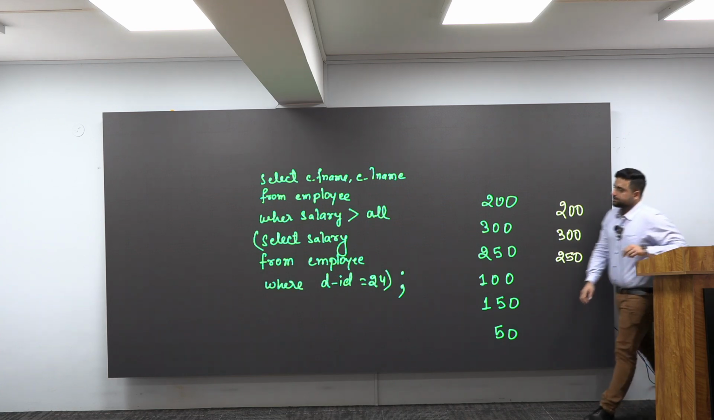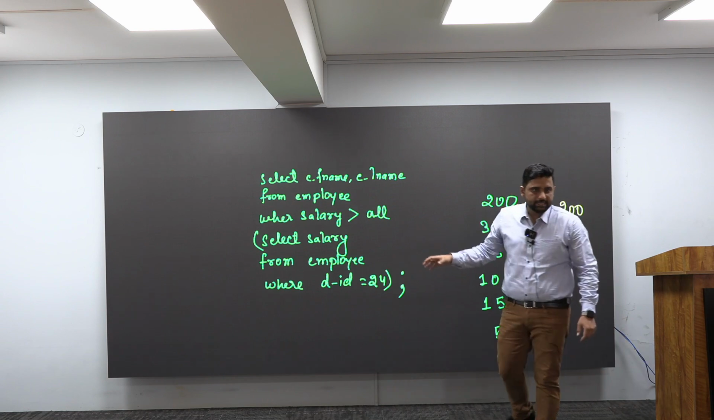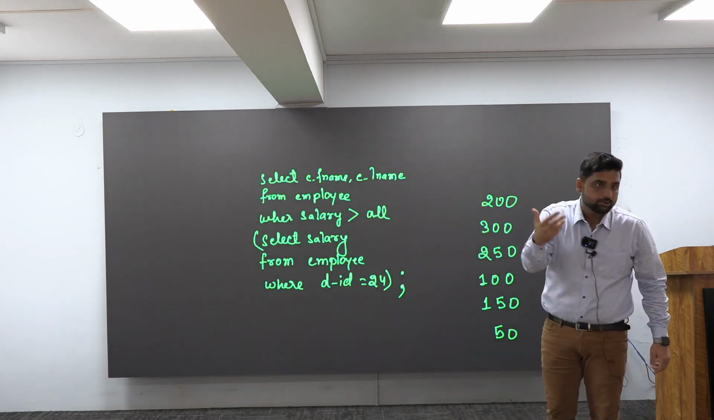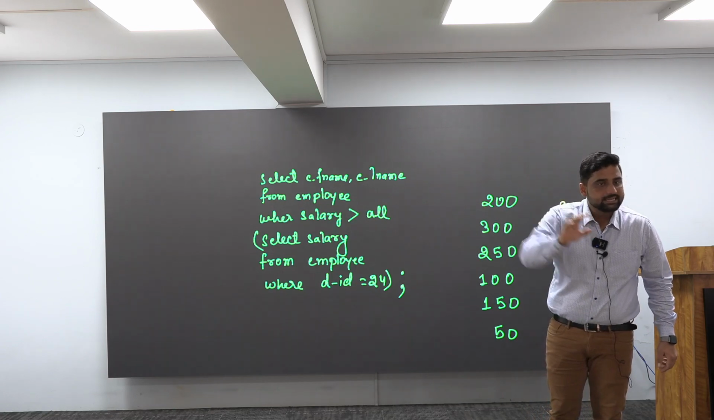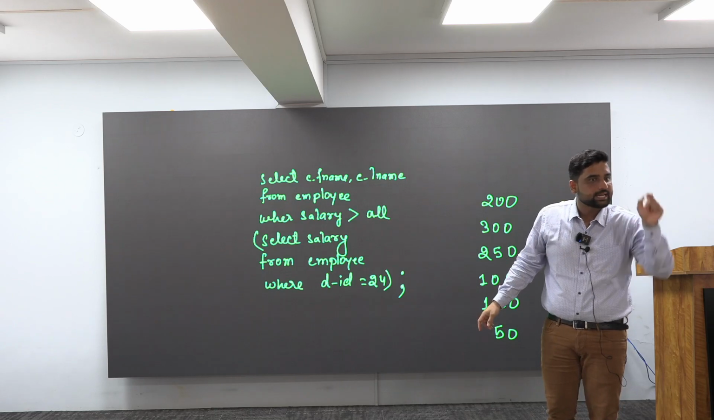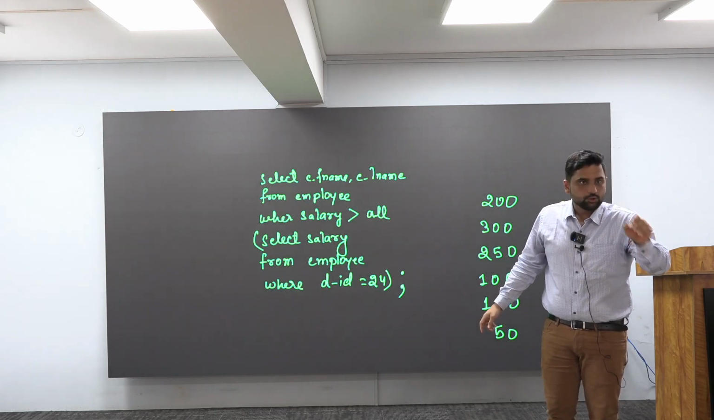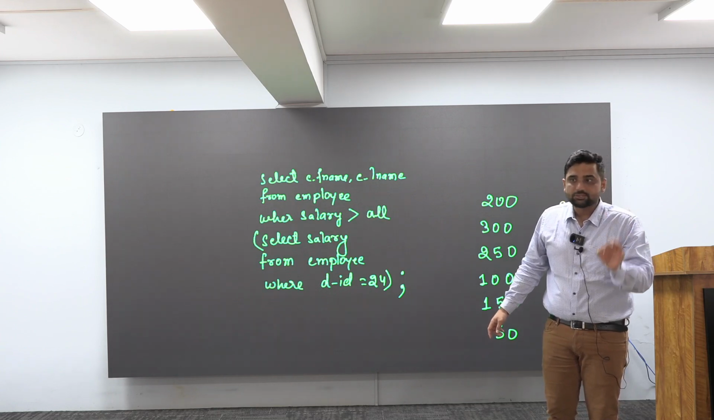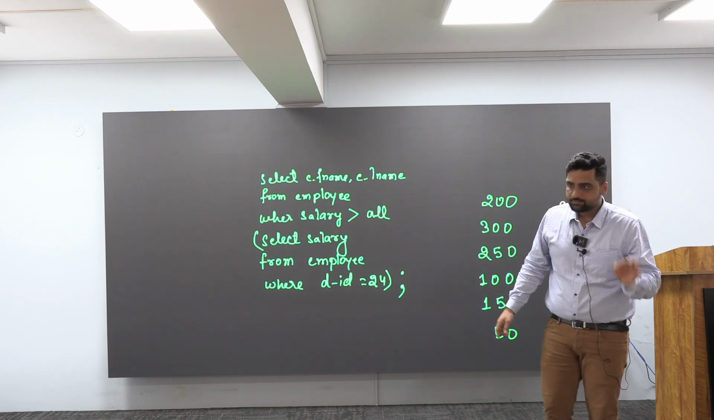And please focus here. For this subquery, we cannot guarantee that it will return multiple rows. It depends on data. Either in department 24 we can have one employee, or we can have multiple employees. So over here we cannot say that our subquery will return multiple rows. It depends on data. Understood?